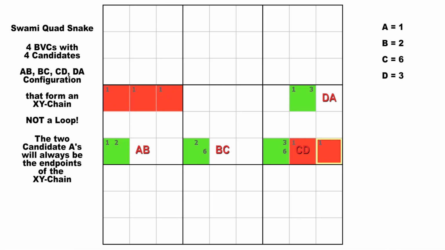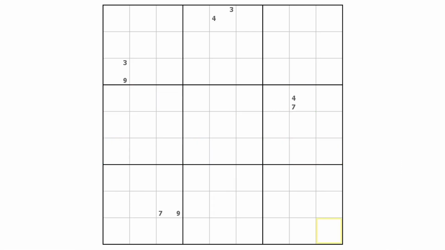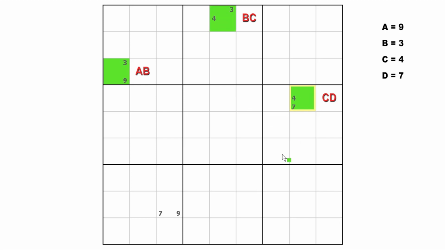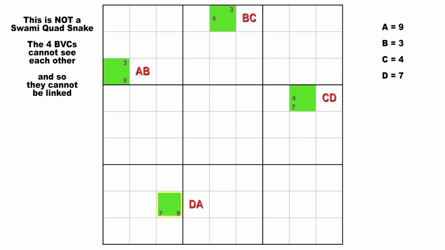Okay, let's go to the next one. All right, here we have 4 bi-value cells and 4 candidates, AB, BC, CD, and DA. But none of these cells can see each other, which means they cannot be linked. So you can't do anything with this. The 4 cells must link up to form an XY chain or you've got nothing. Understood? Okay, let's go to the next one.